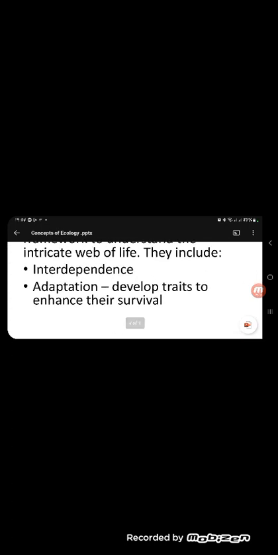Interdependence involves the interactions and relationships formed between organisms and the abiotic or non-living things in the environment. As they form these associations, they can be positive or negative. Some of these positive associations may be symbiotic, where they form mutual coexistence, enabling them to adapt and survive in a given environment. Adaptation involves these organisms developing traits to enhance their survival.